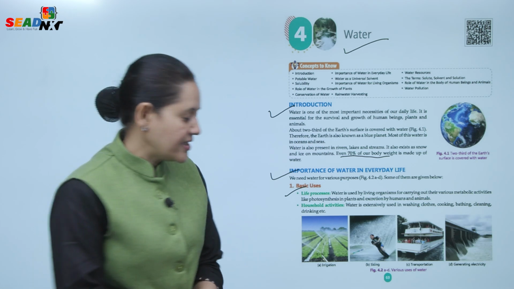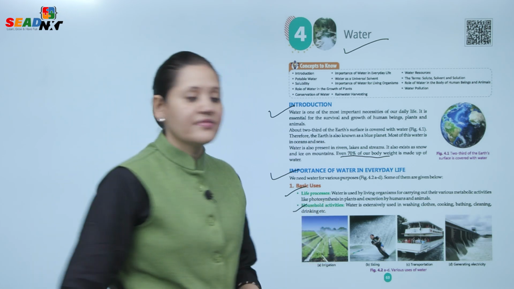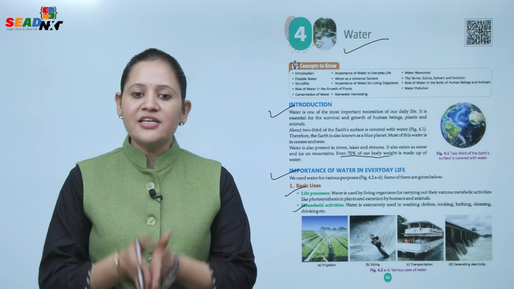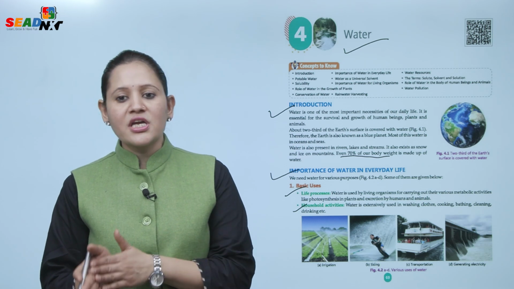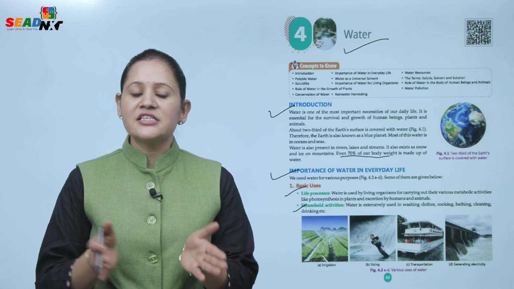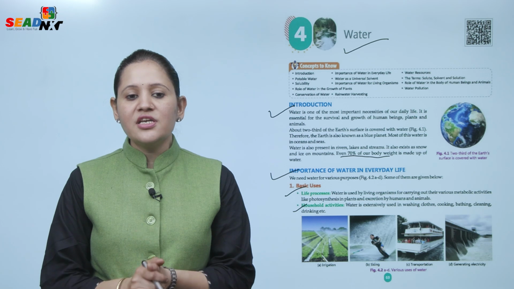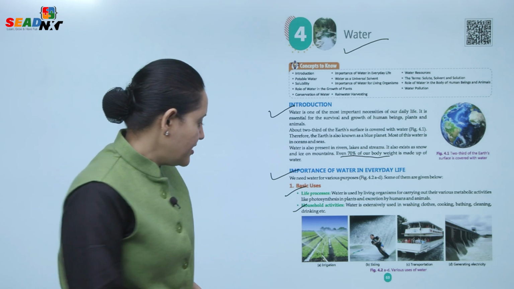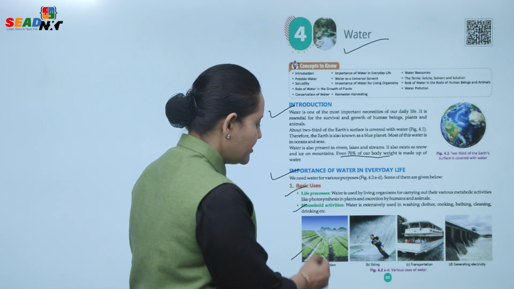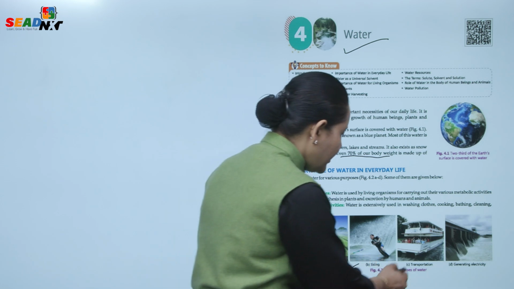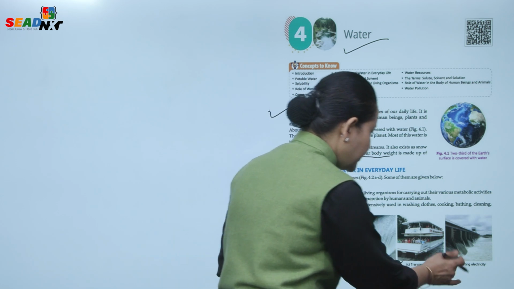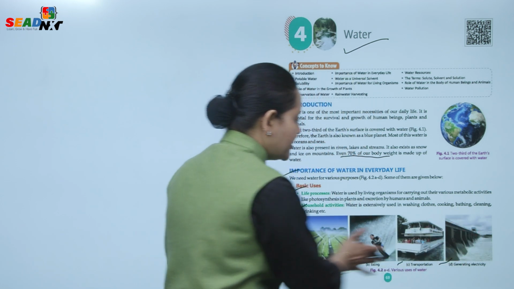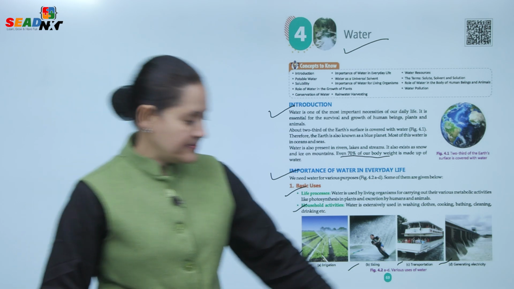Next, household activities. Water is extensively used in washing clothes, cooking, bathing, cleaning and drinking. In all these, we use water, like irrigation, skiing, transportation, generating electricity.